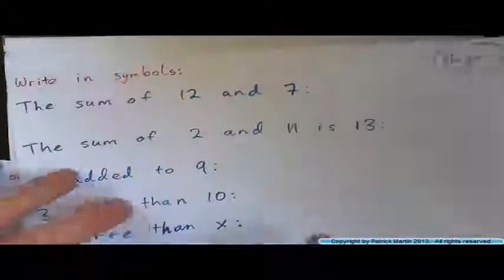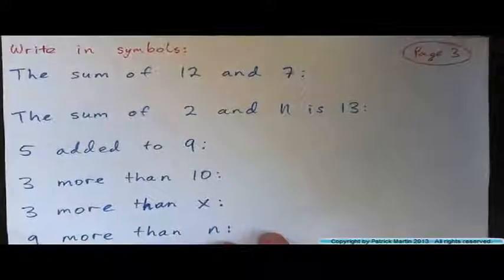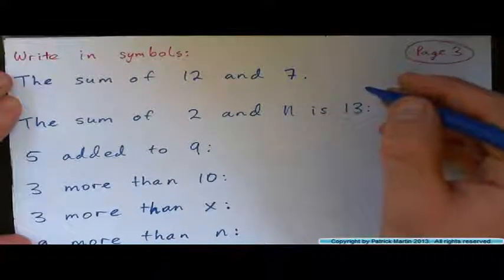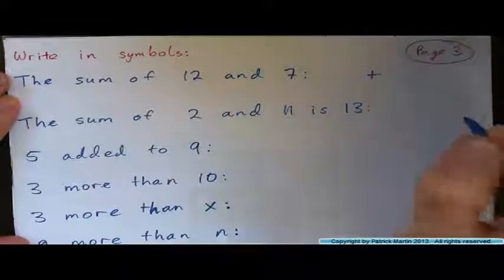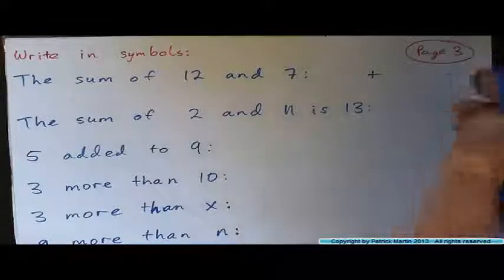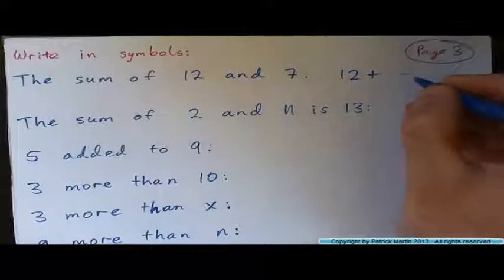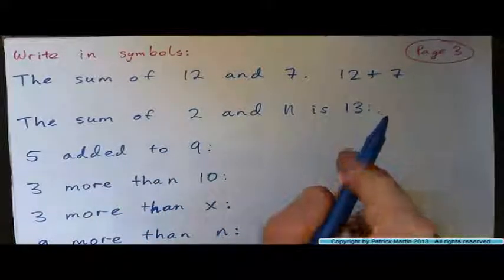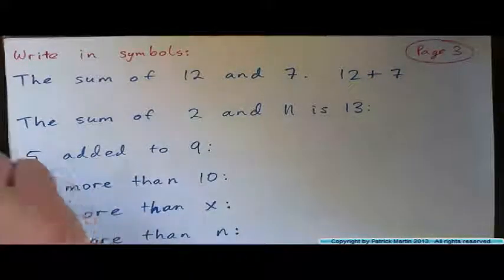And on page 3, we'll go from words to symbols. So how would you write the sum of 4 and 7 with symbols? Use the plus sign. The sum of 12 and 7? 12 plus 7. How about the sum of 2 and 11 is 13? How would you write that with symbols?